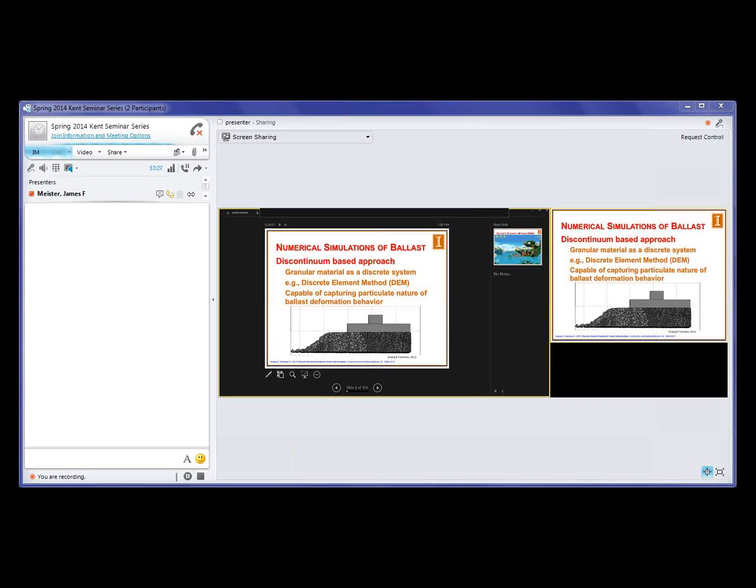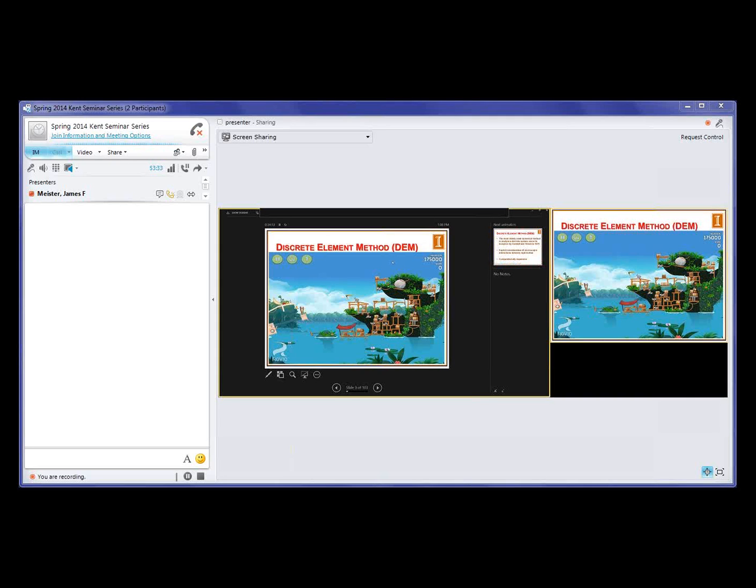It's actually in our daily life. This is a very good example of the discrete element method, Angry Birds. Just think about it. When you're playing Angry Birds on your cell phone or tablet, you actually use a discrete element to hit other elements, and then you compute the displacement of each. So it's in our daily life.